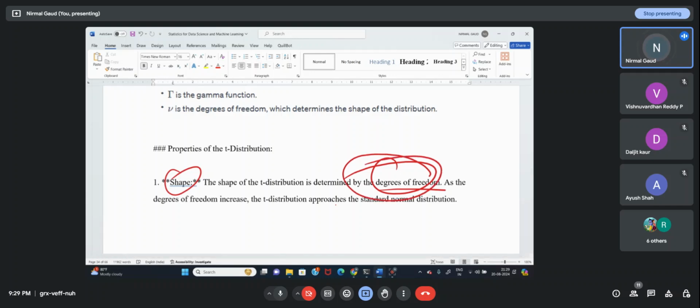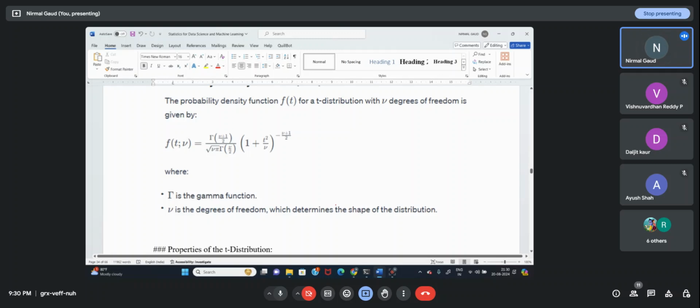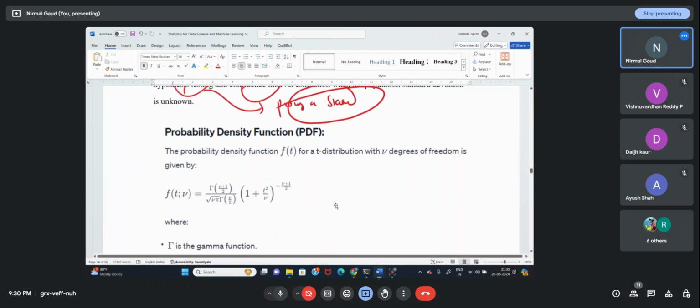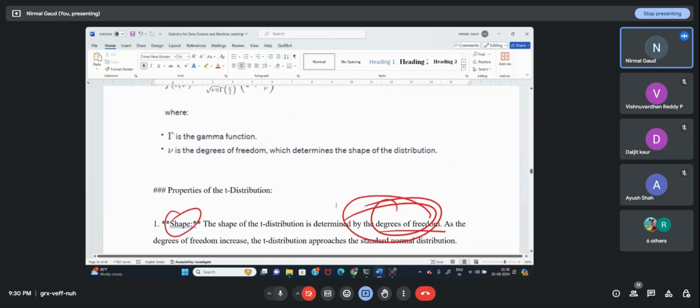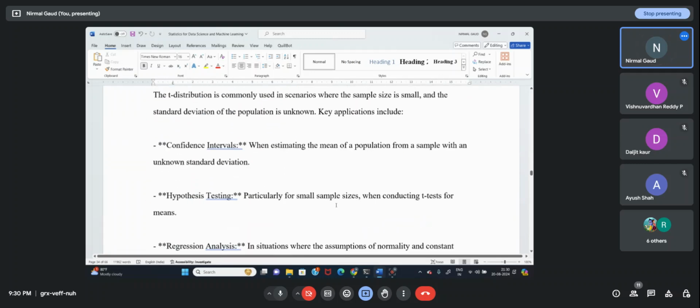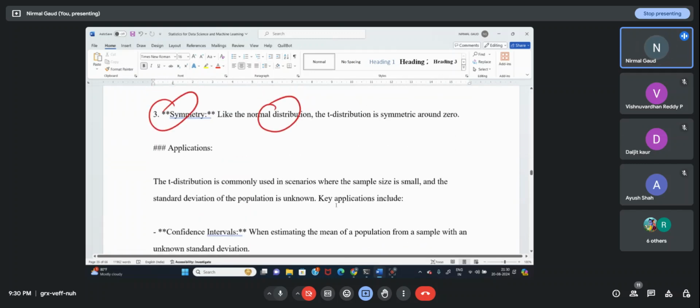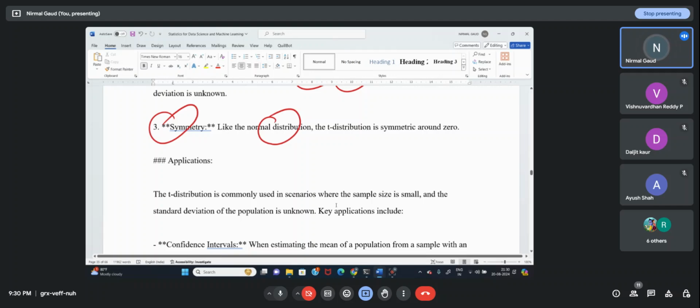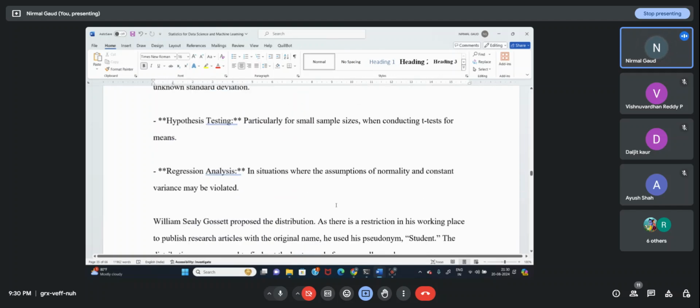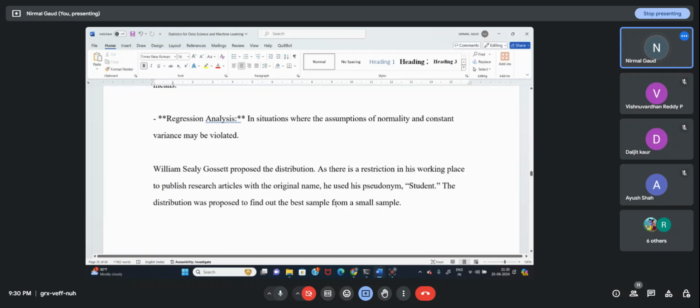Again, it requires some amount of time to explain degree of freedom. Before that, I will be talking about the probability density function. Then I will talk about the degree of freedom. Just give me some time related to it.